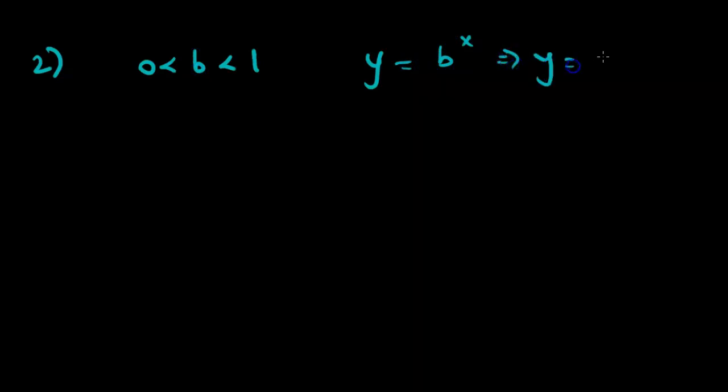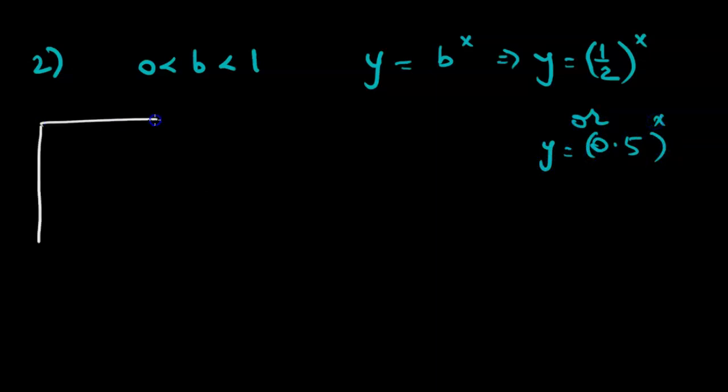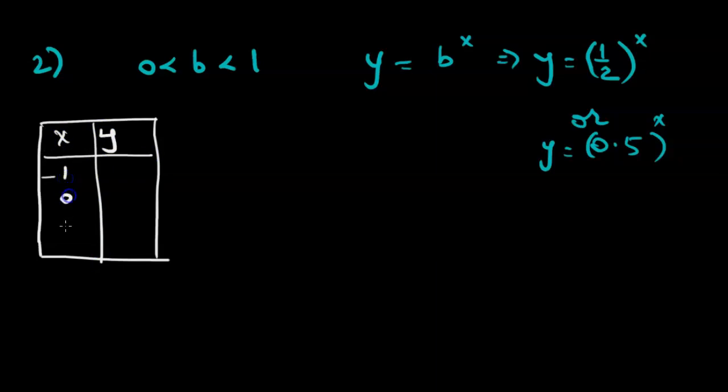Let's take an example where b value is in between 0 and 1. That means b is a proper fraction. So the example we can take is y is equal to 1 by 2 to the power of x, or it can be written as a decimal as well, 0.5 to the power of x. Now when we turn this into a graph, x values are always meant to be taken the same. You can take any other x values, but these are the simplest x values that will make life easier. So negative 1, 0 and 1.